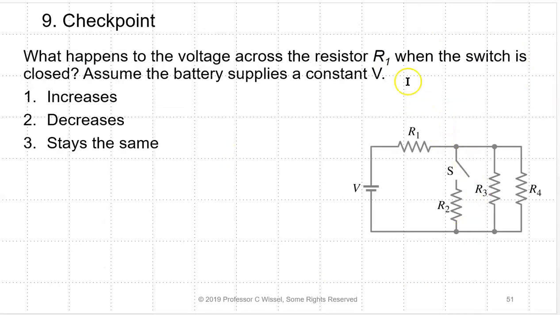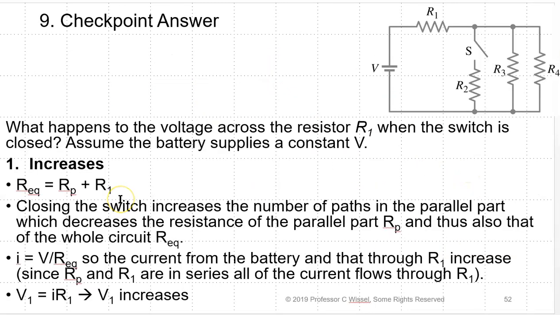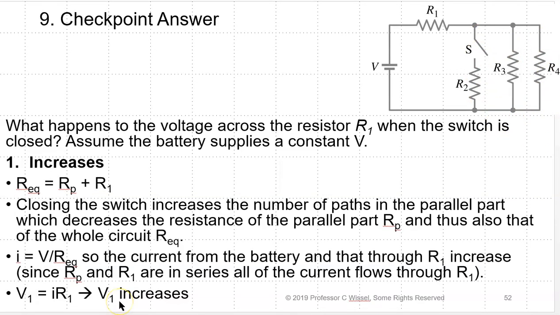What happens to the voltage across resistor R1 when the switch is closed? Assume the battery supplies a constant V. So this is the switch S. It's going to increase. Now we look at R equivalent. R equivalent is going to be R parallel, RP, plus R1. When you close the switch, you increase the number of paths in the parallel part. That decreases RP. Since R equivalent is RP plus R1, this also decreases R equivalent. Since I equals V over R equivalent, the current from the battery and that through R1 will also increase. Since RP and R1 are in series, all the current flows through R1. So V1 equals I R1, so V1 will increase.